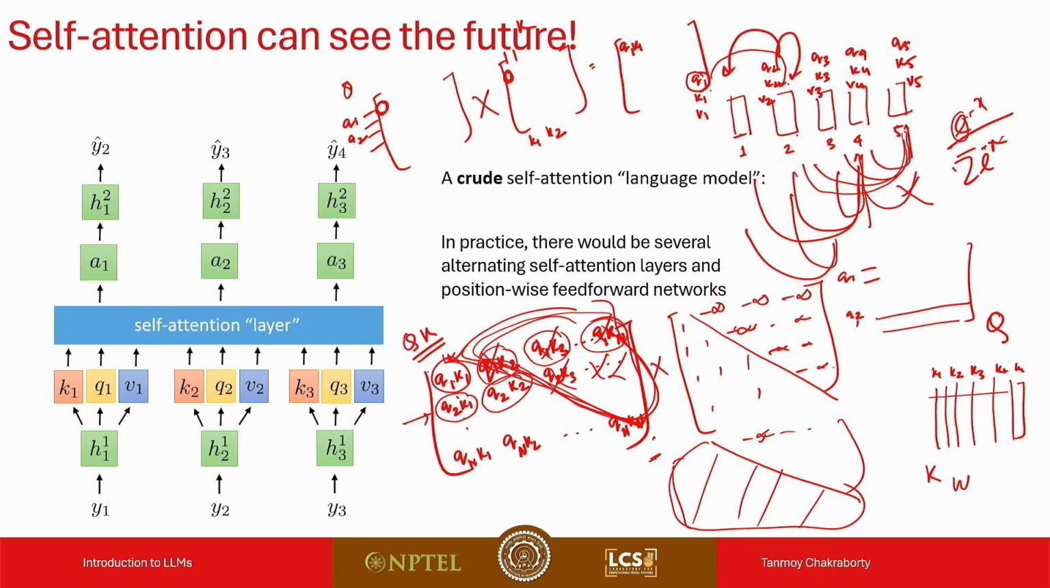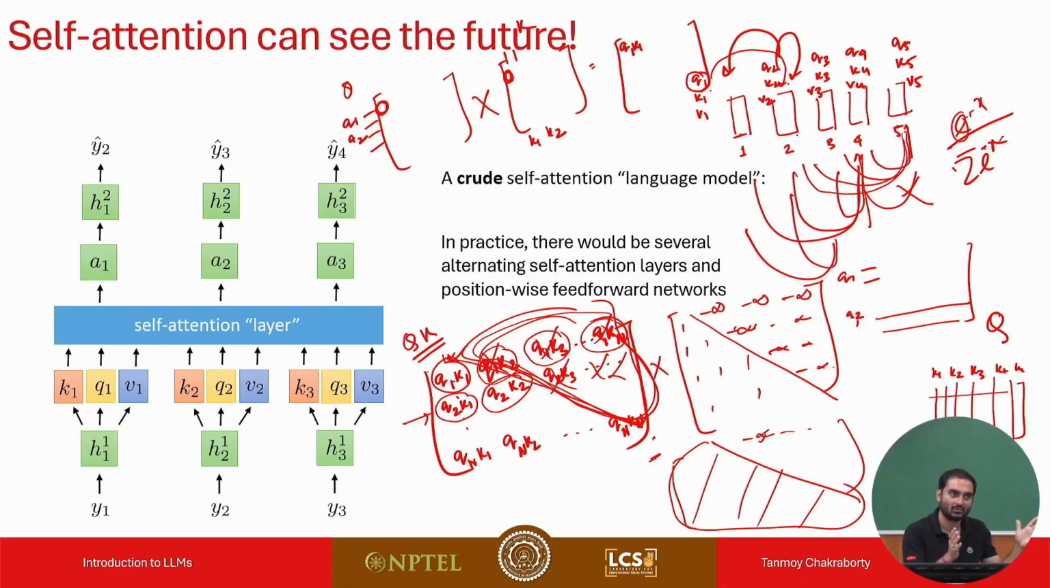Now I hope you remember the difference between the unmasked self attention in the encoder and masked self attention in the decoder. Unmasked self attention, you have access to the entire sequence. Masked attention, you don't have access to the future, right? There are some parts which are still missing.